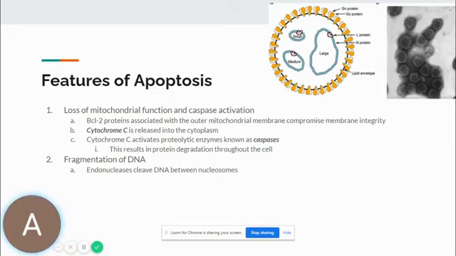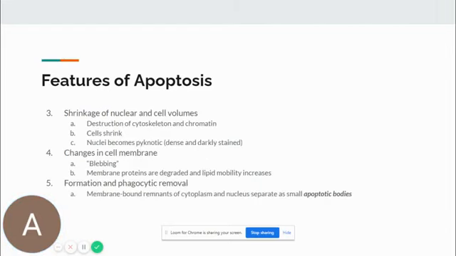The caspases are proteolytic enzymes, so they digest the proteins within the cell. This results in protein degradation throughout the cell, so all the proteins in the whole cell are destroyed. In the DNA, inside the nucleus, endonucleases cleave the DNA, so they destroy the DNA. Of course, there's shrinkage of nuclear and cell volume. Like we discussed, they become small apoptotic bodies.